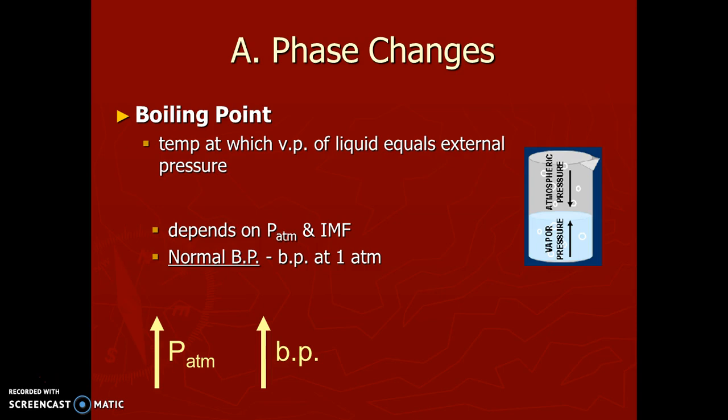Because the atmospheric pressure is lower, the vapor pressure doesn't need to be as high, which means the temperature doesn't need to be as high in order for water to reach the boiling point.